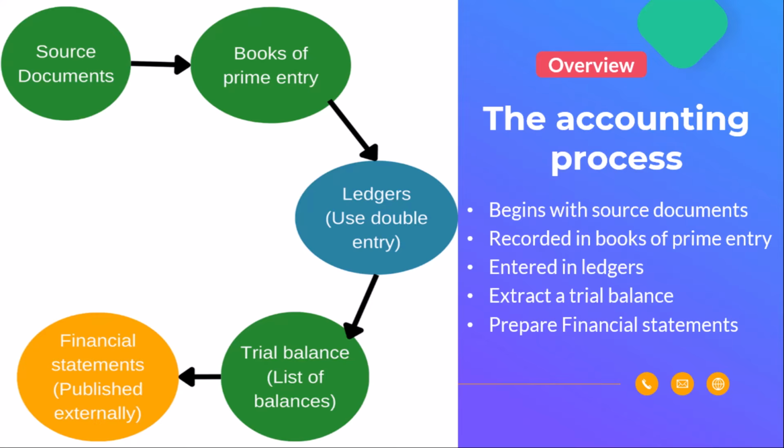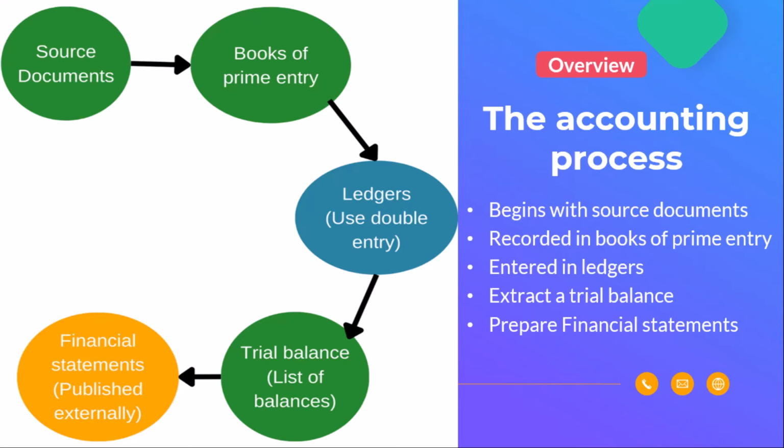The information from these documents is recorded in books known as books of prime entry or books of original entry. The information from the books of original entry is then summarized into ledgers using double entry bookkeeping, which is what we are going to do and practice in this session. The summary of the double entry accounts is then transferred into a trial balance, which is basically a list of transactions and account balances from the different ledgers.